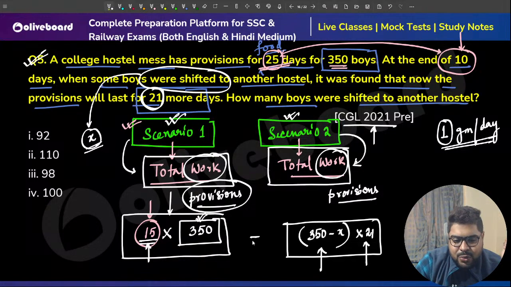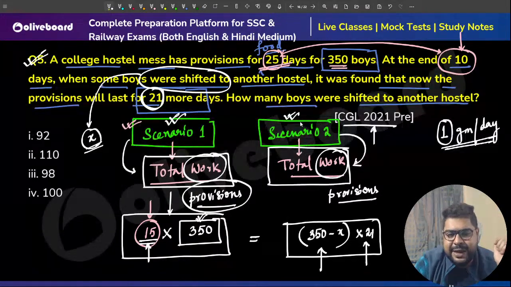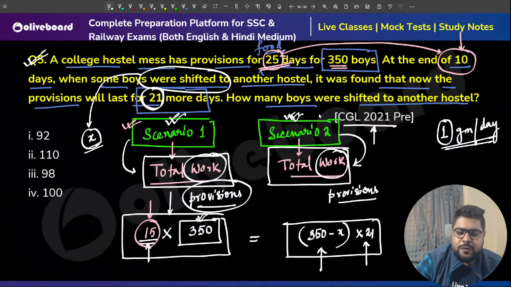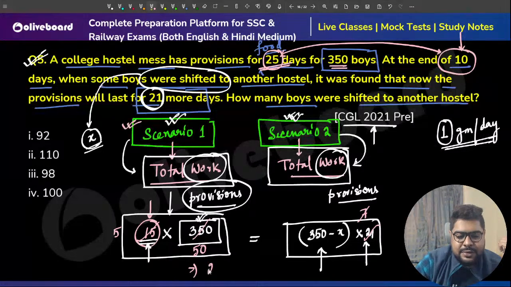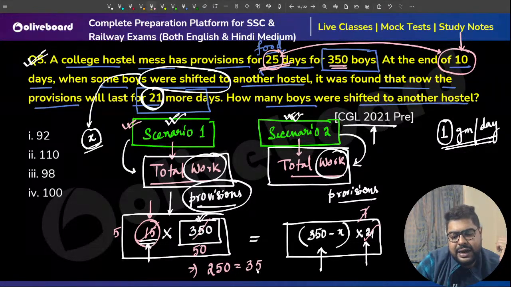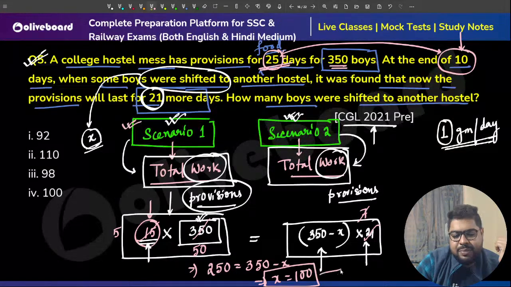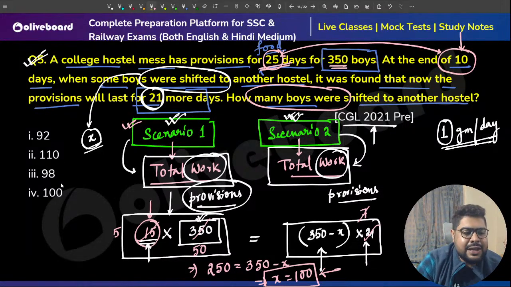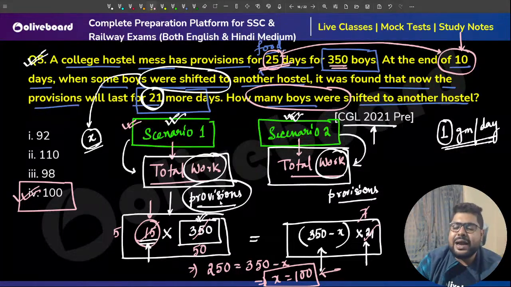Now you see, total provisions cannot change, because this might be the second scenario, but total provision is constant, total food is constant. So, from there only you can figure out the rest. 3 5s are this, 3 7s are this, 7 5s are 35. So, this is 50. So you can write 250 equal to 350 minus x, or x is equal to 100. Meaning x is equal to 100 means how many boys were shifted to the another hostel? So, option number 4 said x, that was 100 boys were shifted to the another hostel.